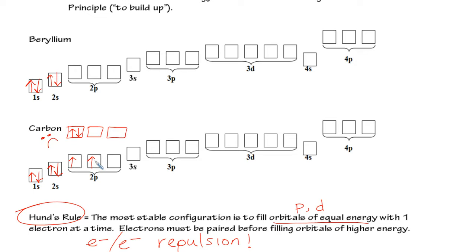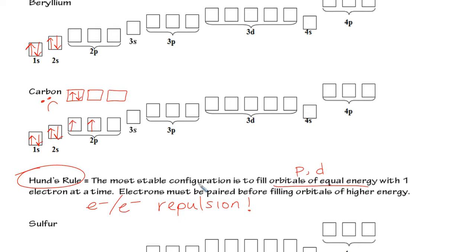But here's this Hund's rule that says when you get to equal energy orbitals like p's and d's, fill them 1 electron at a time first before pairing them. Now sometimes we have no choice, we have to pair. If I had 1 more electron, the 7th electron would go in the other empty p orbital. But if I had an 8th electron, I'd have to go back and pair it.